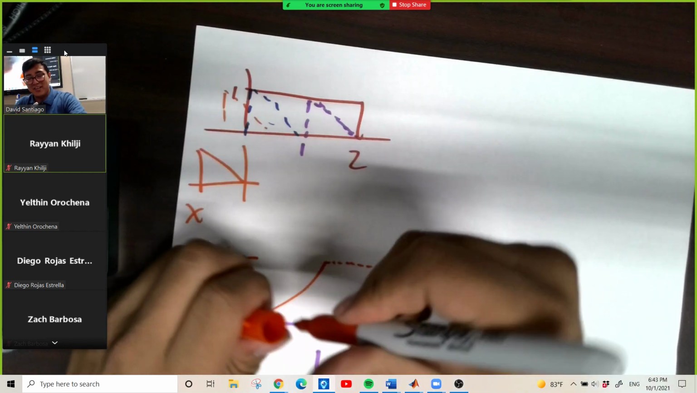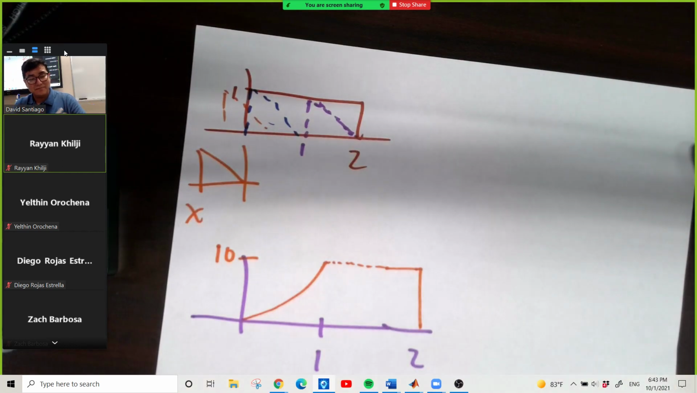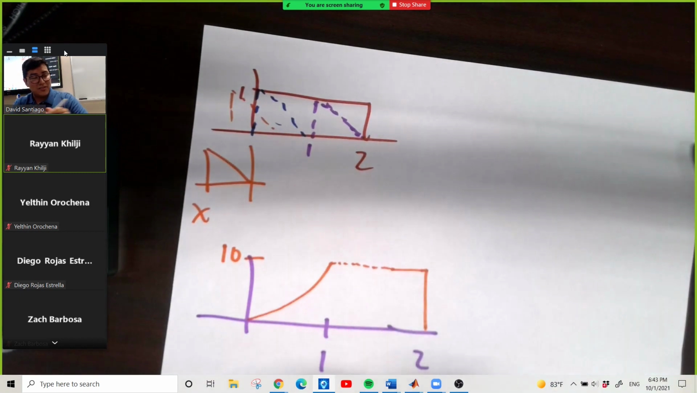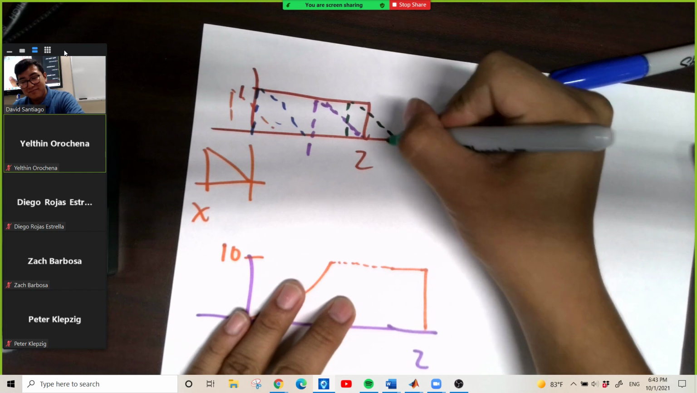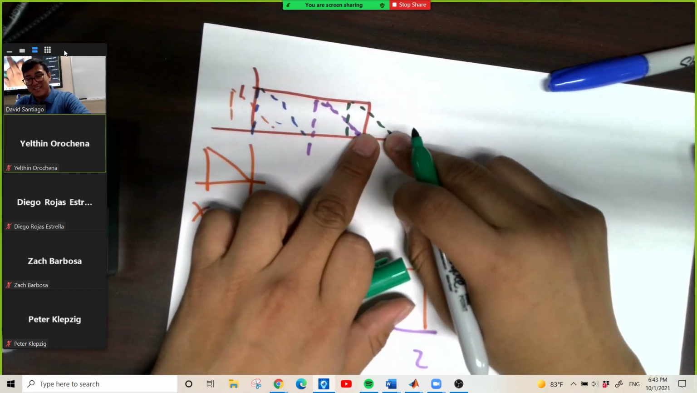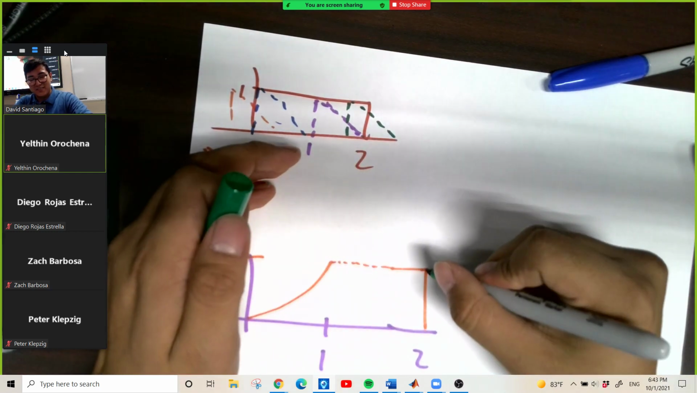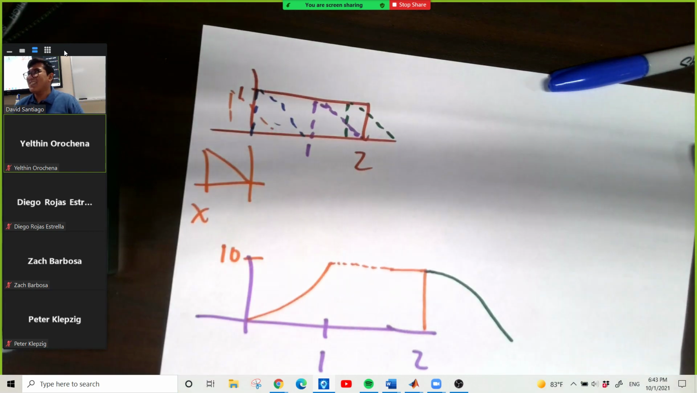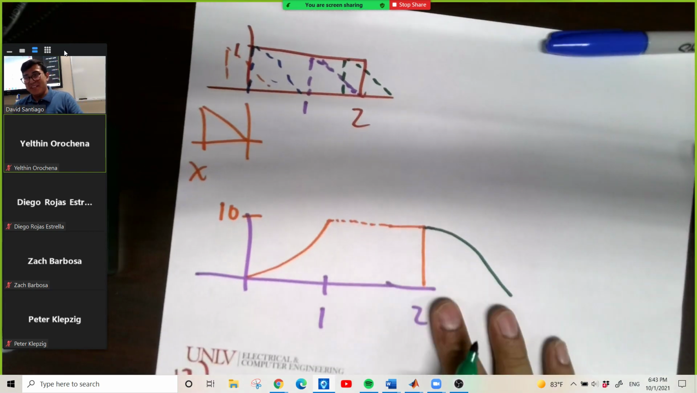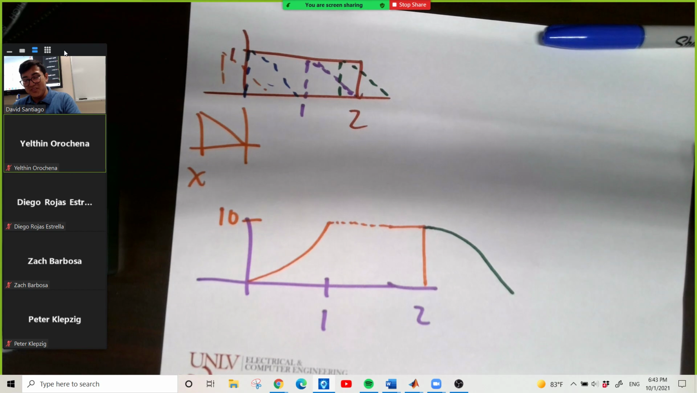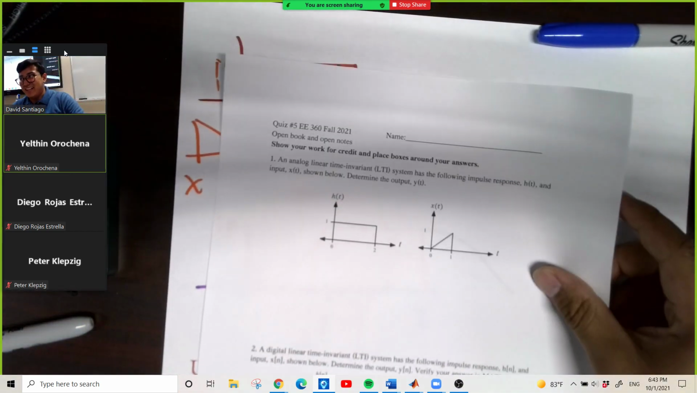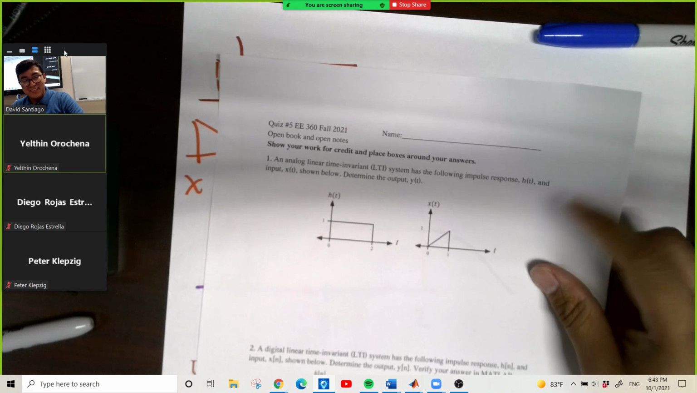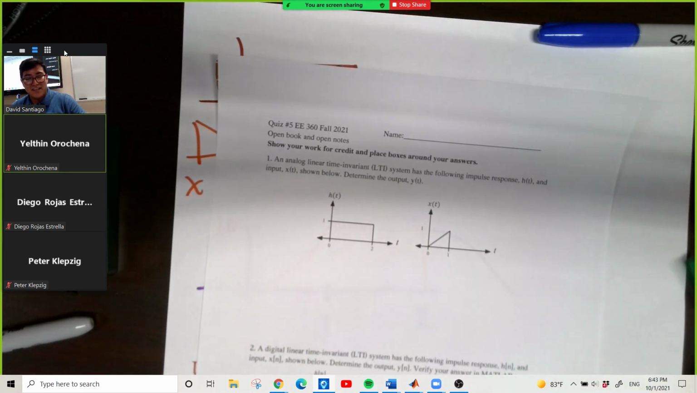And now that our triangle starts to leave, let me just use the green marker. Our triangle starts leaving the system. And for this signal, it just slowly starts leaving like this. So that's what I'm trying to show you. This right here is kind of the solution to the first half of the quiz. I tried to mathematically get it for you, but I messed up the math, I guess.